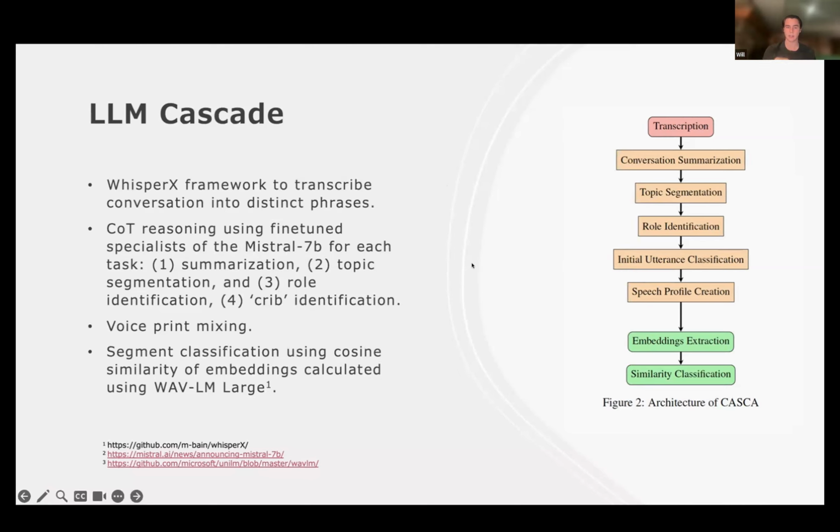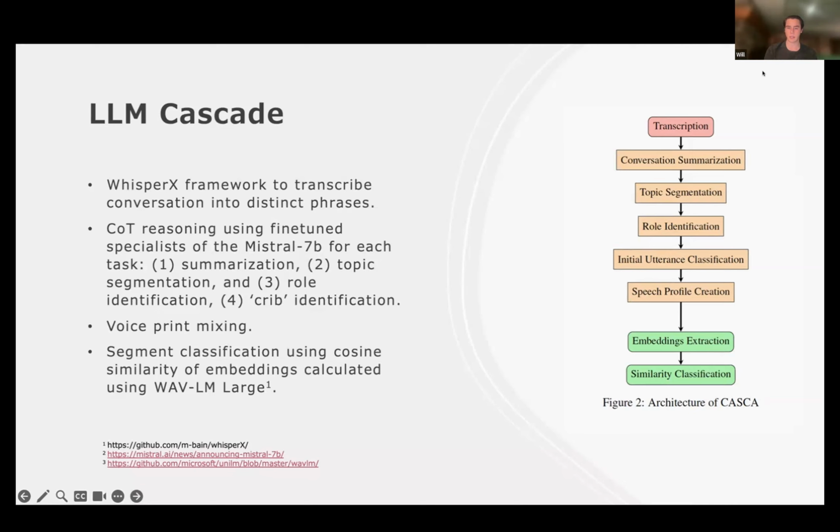And we pass that in, in sequence using chain of thought reasoning, to a series of fine-tuned specialist LLM models for each of the tasks necessary to identify roles, which were broken into three subtasks. Firstly, summarization of the conversation. That is, what is the nature of the conversation? In the case of the doctor and patient, this would be a medical treatment conversation.